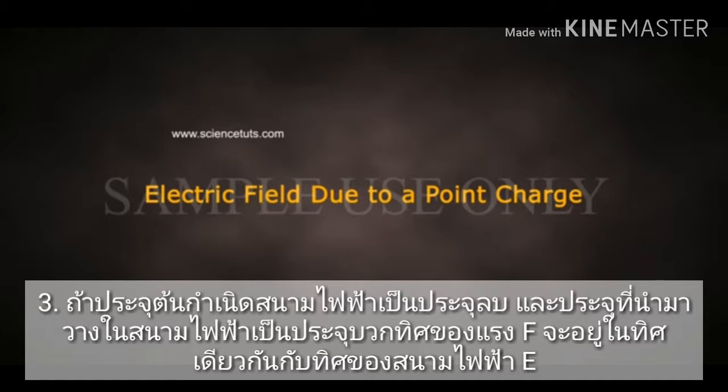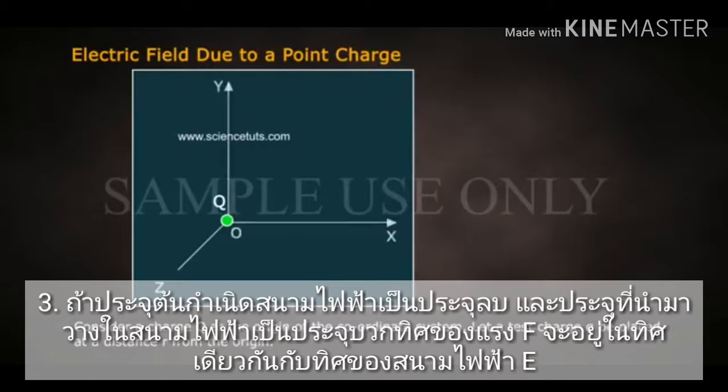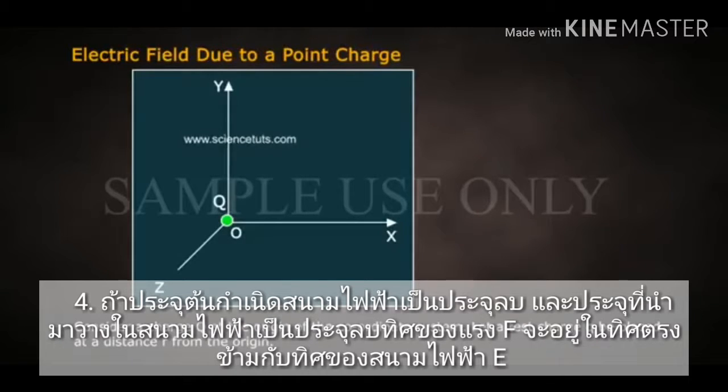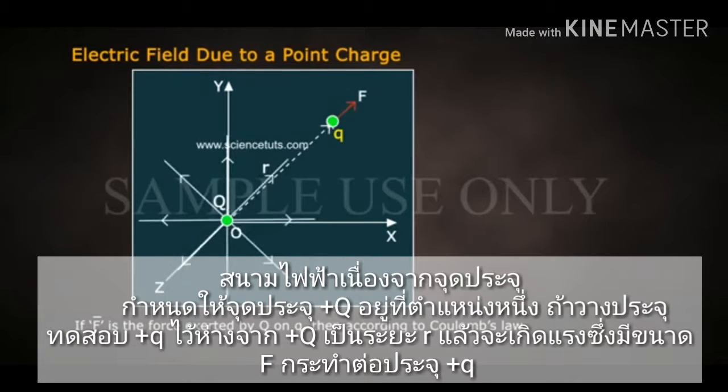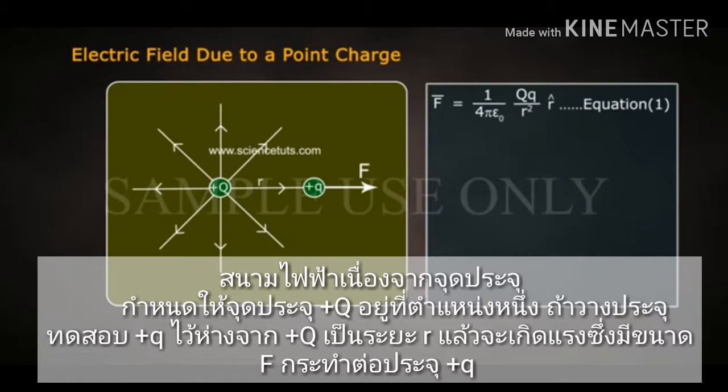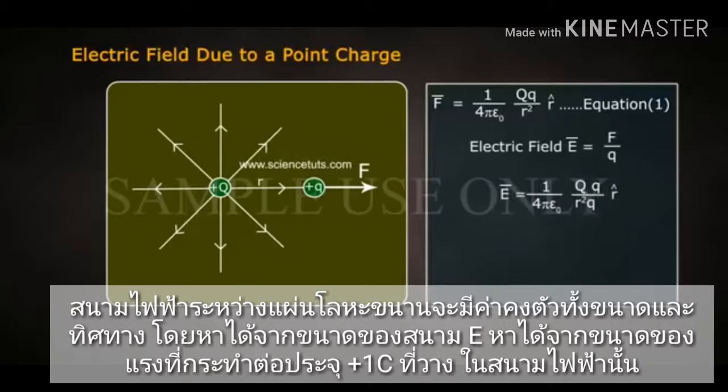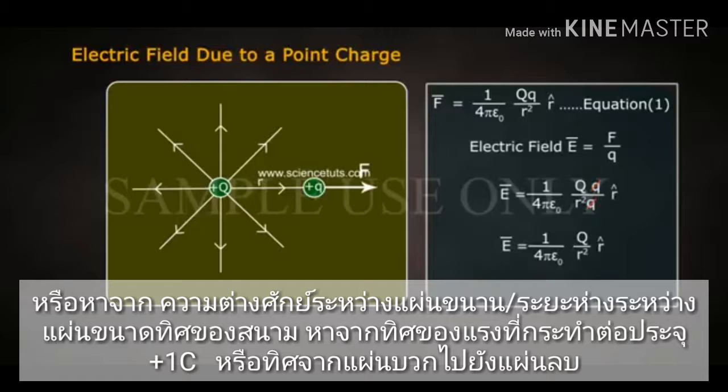Electric field due to a point charge. Consider a charge Q at the origin of the coordinate system. Let a test charge q be placed at a distance r from the origin. If F bar is the force exerted by Q on q, then according to Coulomb's law, F bar = 1/(4 pi epsilon naught) Qq/r square r cap. Equation 1. If r cap is a unit vector in the direction of r, electric field E bar = F/q, so E bar = 1/(4 pi epsilon naught) Q/r square r cap.